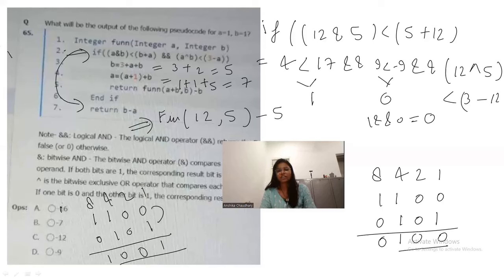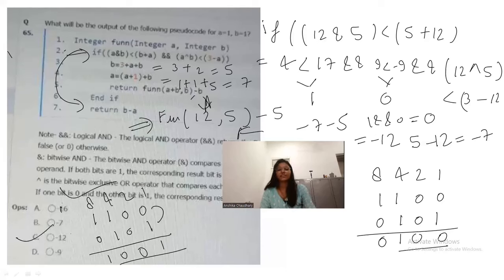So what do we need to return? Return V minus A. So what was the value of V? V was 5, and what was the value of A? A was 12. A was 12 from here. So what will it return? Minus 7 it will return, and this minus 7 will return to here. So minus 7 minus 5 will become minus 12, and minus 12 will be the final answer.